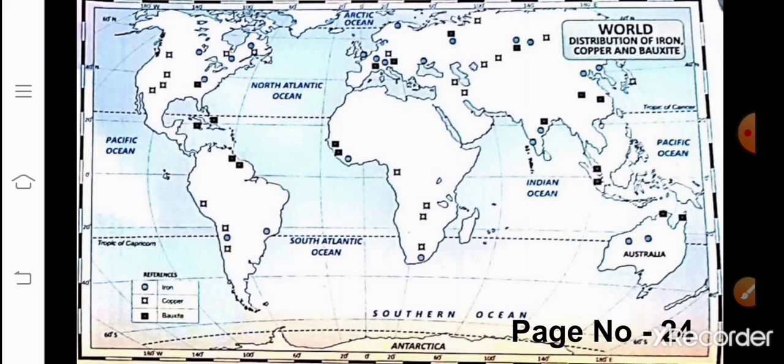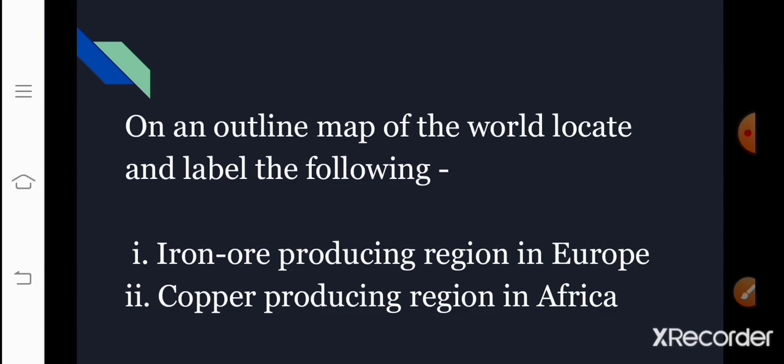Okay, so the same map is there again in your map book. Now see the places that we are going to learn for location, okay? On an outline map of the world, locate and label the following. Now, in history I gave you A and B for the locations, right? But now here it has been given to you as Roman 1, small 1 and 2, okay? So whatever sign is given in the question, the same should be shown on the map also.